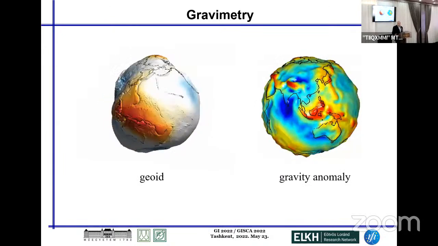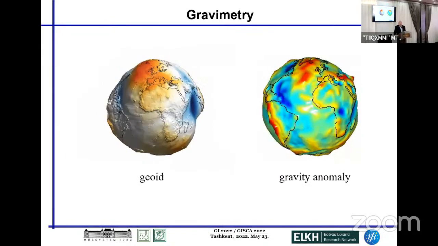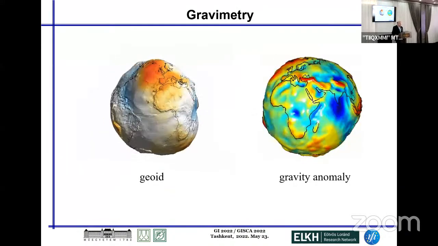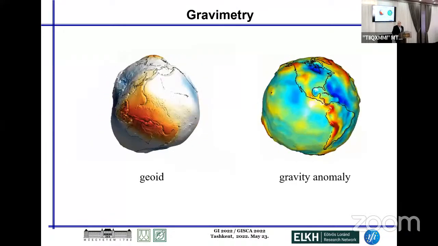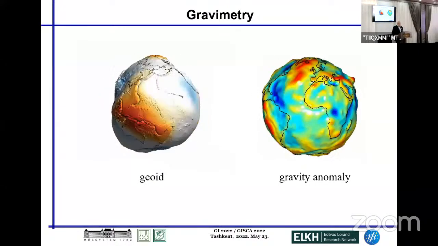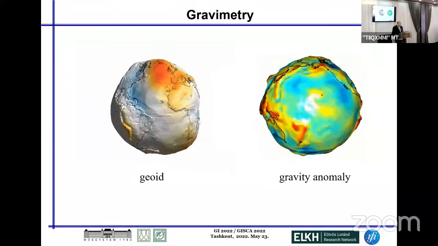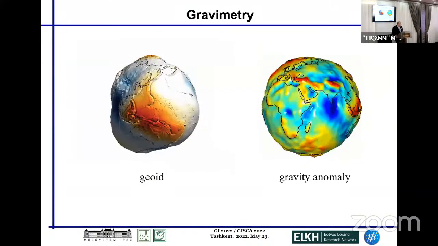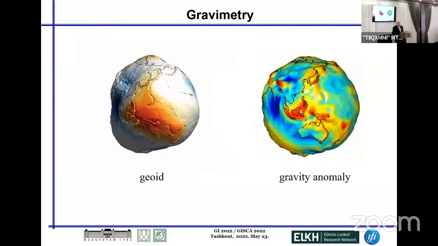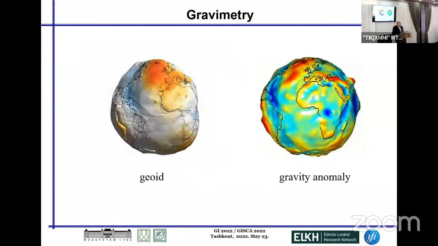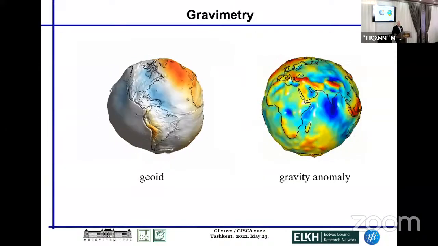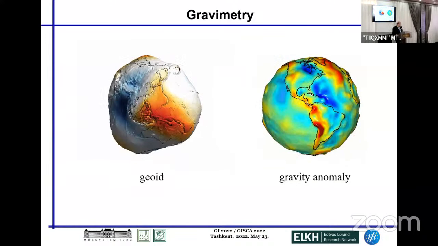It's just a short showing to you that when we talk about determination of the gravity field, it can be determined either as an arbitrarily chosen horizontal equipotential surface, the so-called geoid, or it can also be defined as the gravity field. When we talk about gravity anomalies, these are simply the deviations of the gravity from the gravity field of a regular body. Next slide, please.